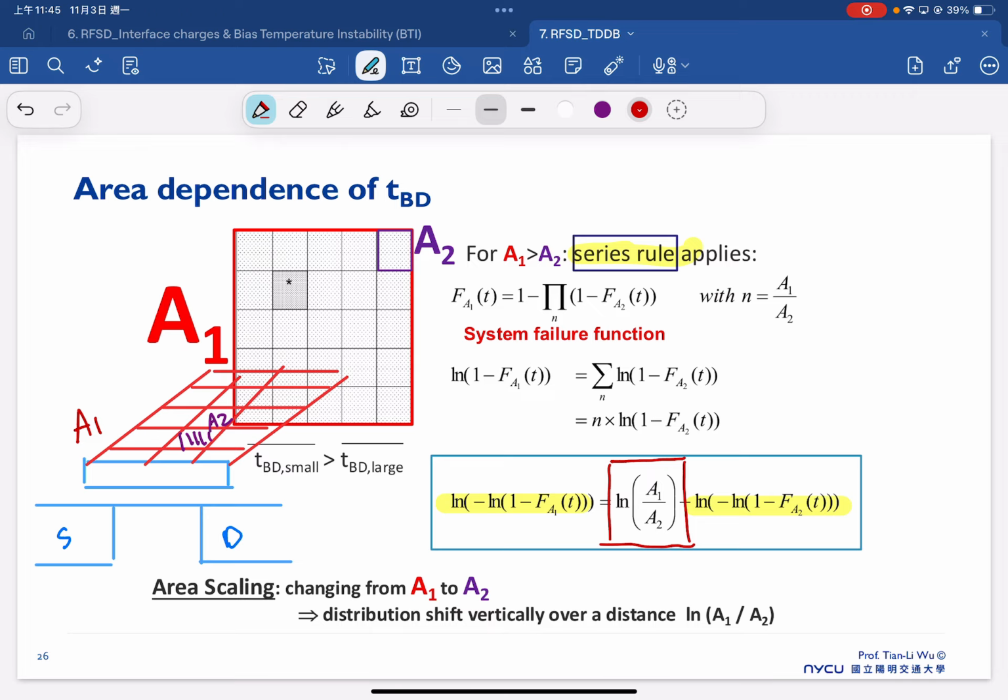So that means this is what we call area scaling. If we try to scale the large area A1 to the smaller area A2, our distribution will shift vertically with the natural log of A1 over A2. Let's look at some of the experimental data, and you will get more understanding of this area dependency.